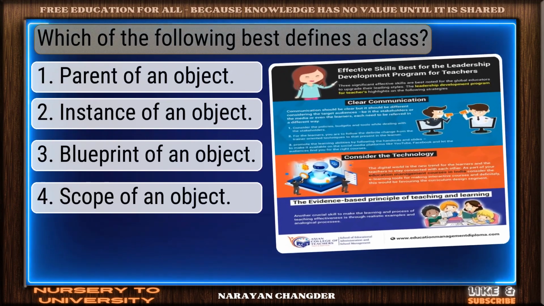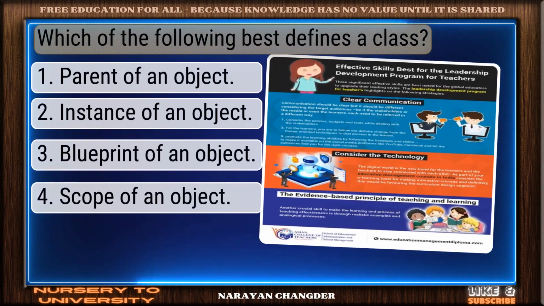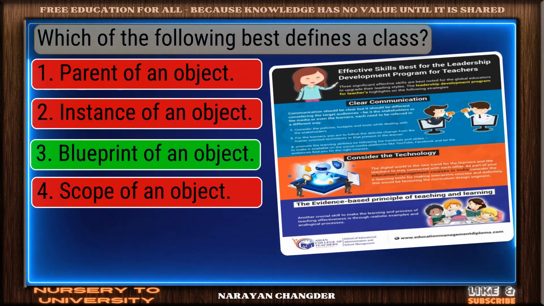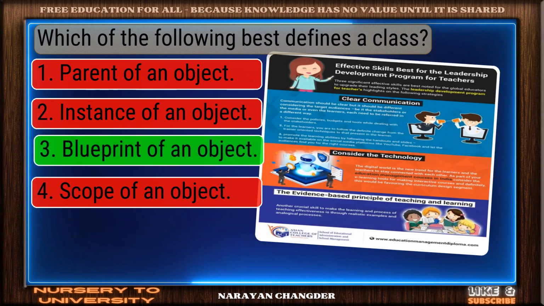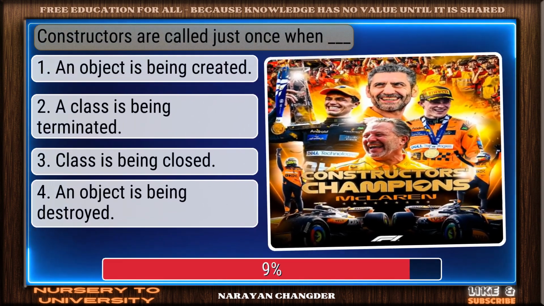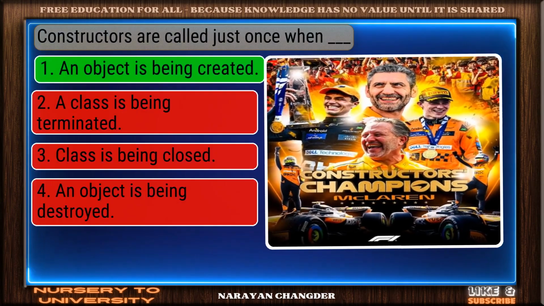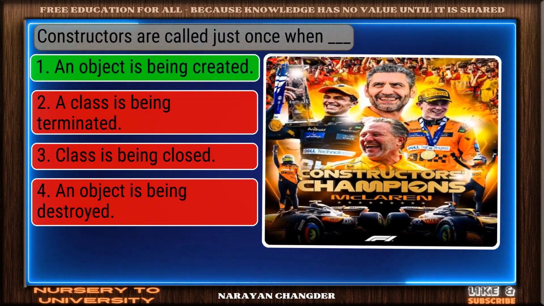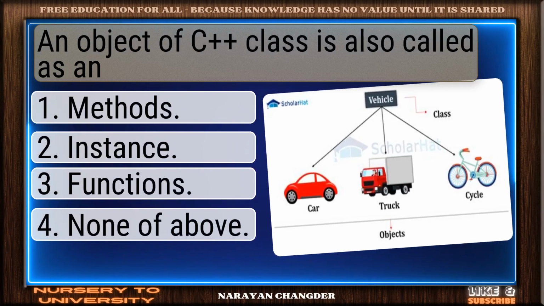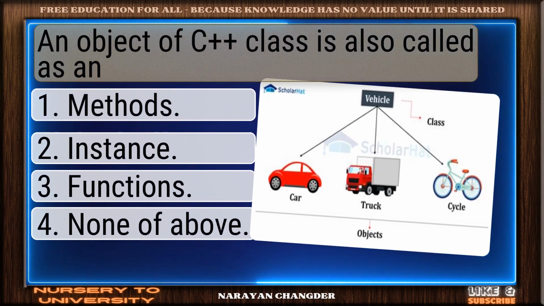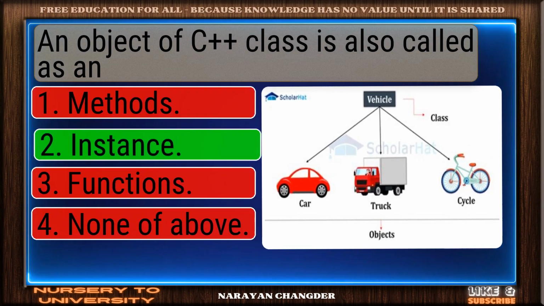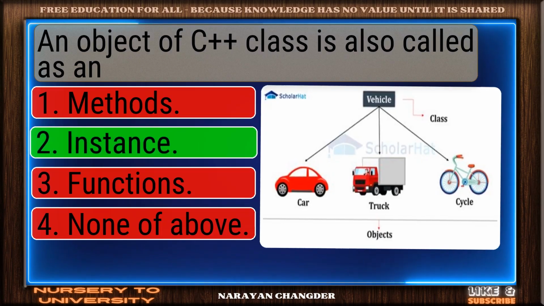Question number 32. Which of the following best defines a class? Excellent choice. Blueprint of an object is the right answer. Question number 33. Constructors are called just once when dash. Well reasoned. An object is being created is the correct choice. Question number 34. An object of C++ class is also called as an. Bravo. Instance is the answer.